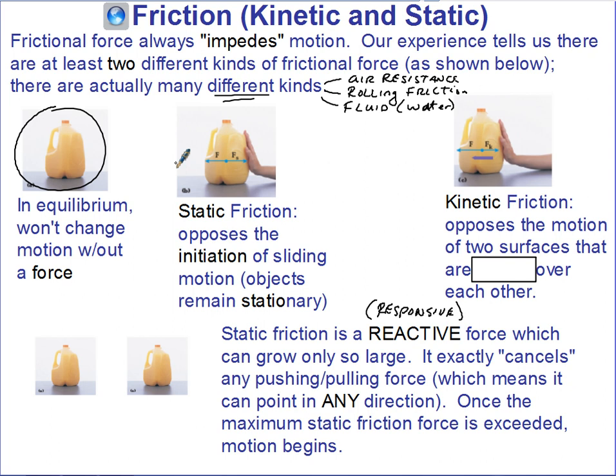And in that case, once I exceed the maximum static friction, then we get into kinetic friction. Kinetic, Greek for motion, friction opposes the motion of two surfaces that are sliding over each other. Okay, so we're going to look at two different kinds of friction. We're going to call them F sub s for static friction, and we're going to call it F sub k for kinetic friction.